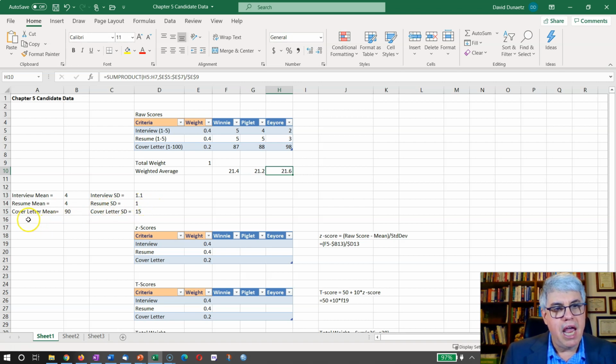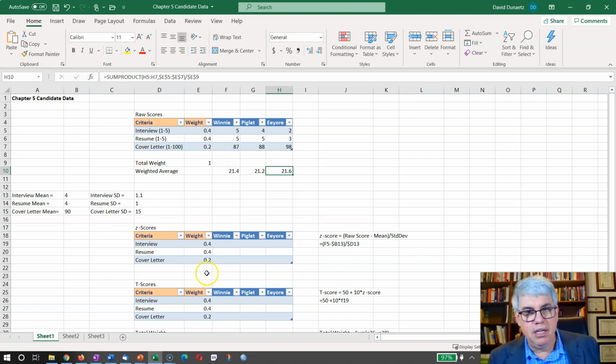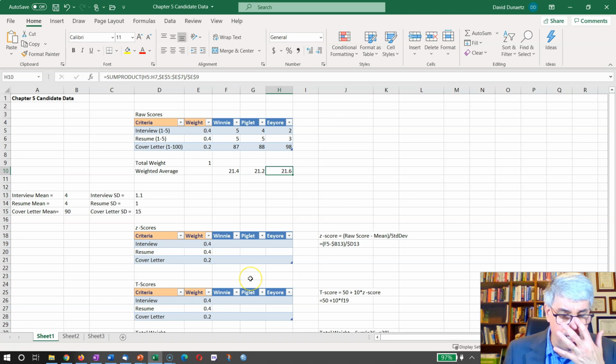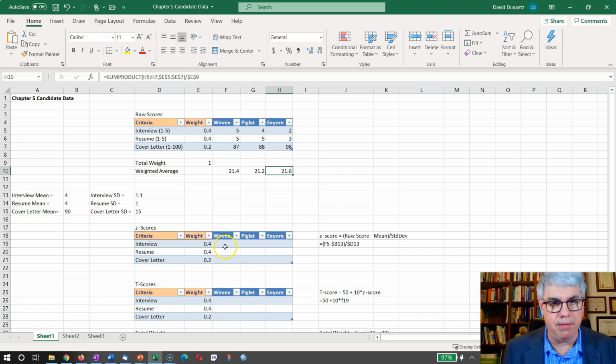Again, the standard deviation here was 1.0, and then for the cover letter, which goes from a 1 to 100 scale, the average cover letter gets 90 with a standard deviation of 15. So they might be all over the place, but because the standard deviation is so much bigger, we expect it to have more of a variation of scores than the interview and the resume. So let's standardize these scores. Let's first of all calculate a z-score for everybody.